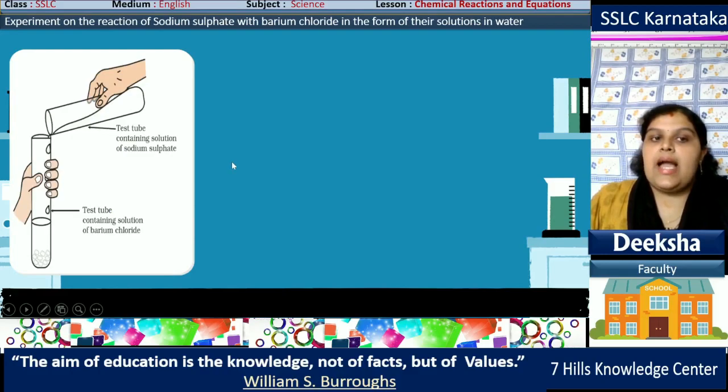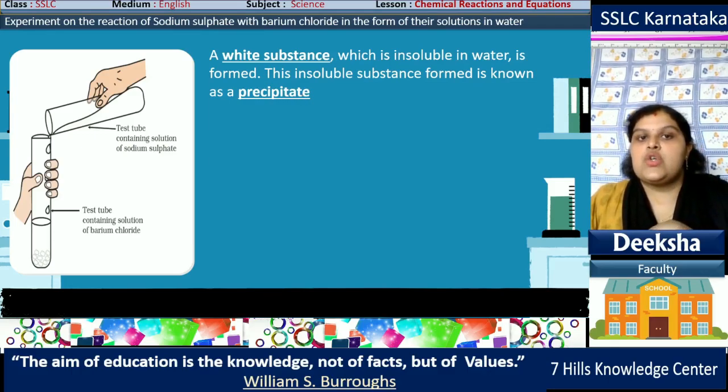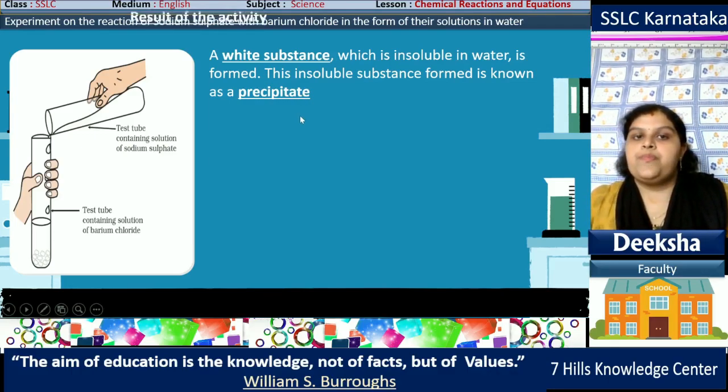We'll understand this with an activity. Here is a test tube containing solution of sodium sulfate. This is a test tube containing barium chloride. When we add sodium sulfate to barium chloride, what is happening? A white substance which is insoluble in water is formed. This insoluble substance formed is known as a precipitate. Precipitate in simple language is a residue. What is left after the reaction is called precipitate or residue.